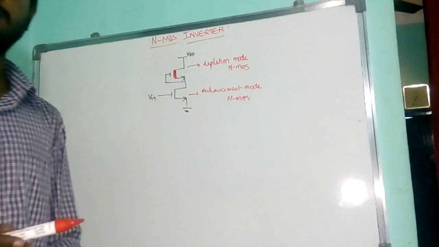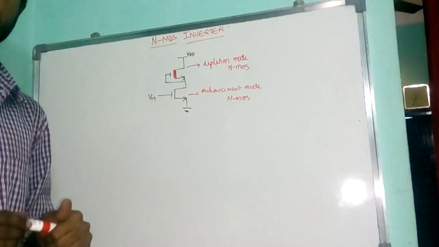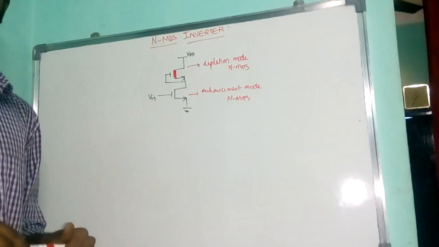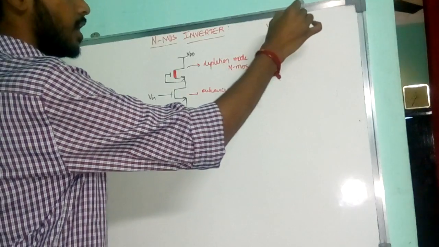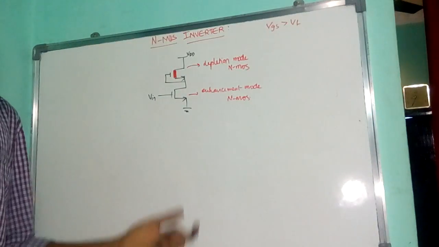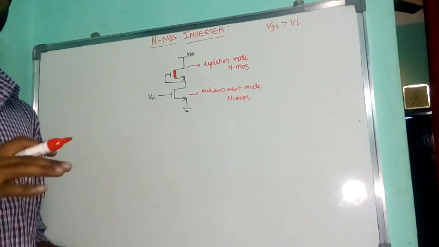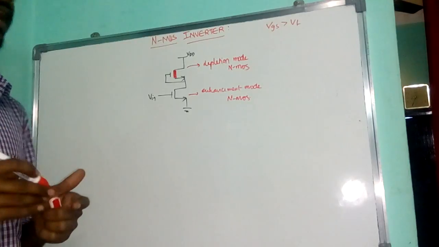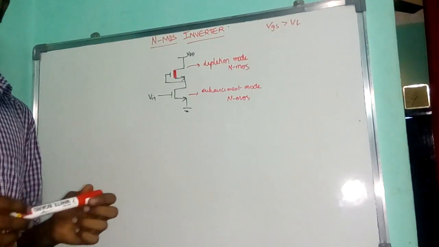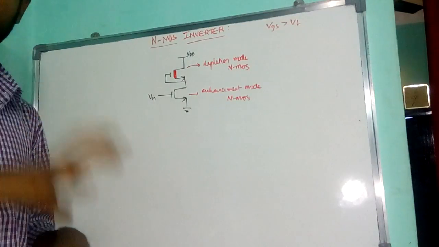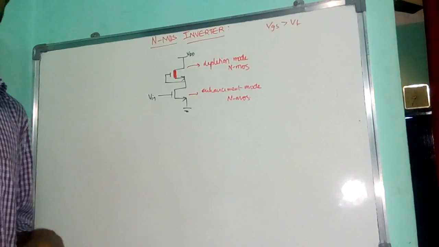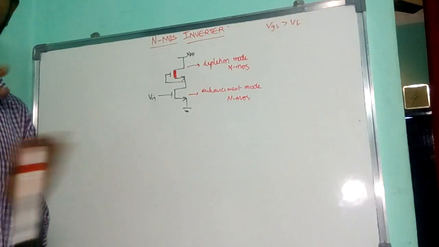What is the difference between depletion mode and enhancement mode? In enhancement mode we apply a voltage VGS greater than VT so that the channel is formed and current flows from source to drain. Whereas in depletion mode the channel is already formed and that MOSFET is continuously on. Without applying any voltage, that MOSFET is always on.